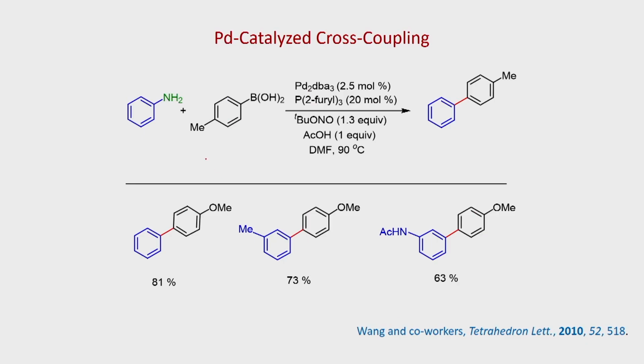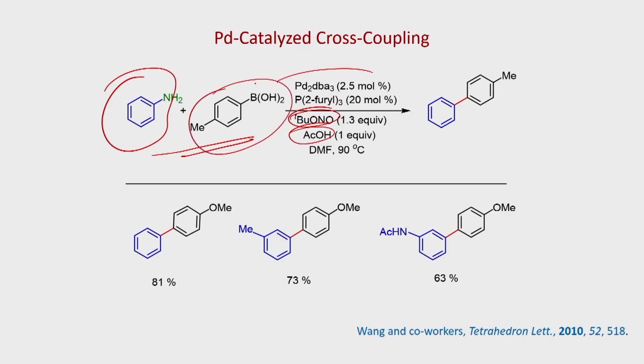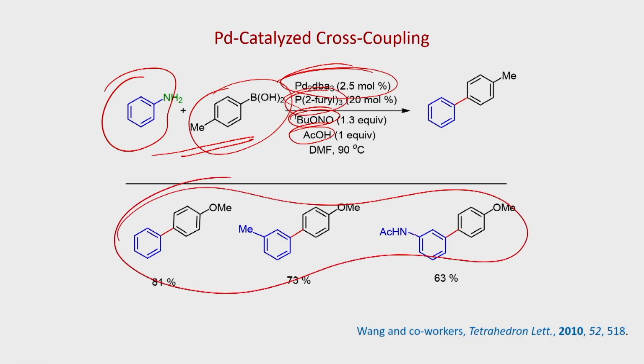The next example, also the reaction of boronic acid with the diazonium salt, is shown here. You have the aniline, which can be reacted with this organic nitrite in the presence of acetic acid. You can make the corresponding diazonium salt. Once you make the diazonium salt, this can be coupled with this boronic acid using this palladium catalyst in the presence of the phosphine ligand, and in this way you will be able to make again a biaryl system having different functional groups. You can see here.